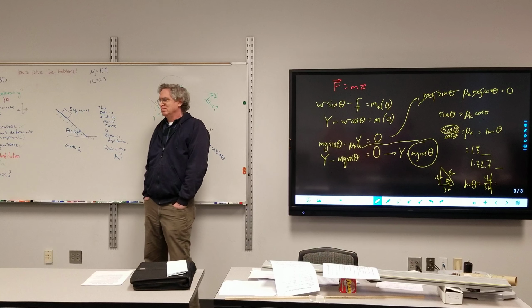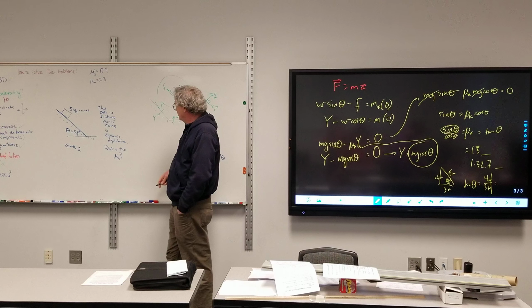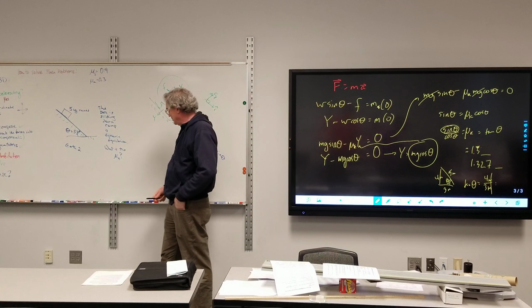In the initial wording, what's that little arrow next to it? The subscript, down here? That's a k. Okay.